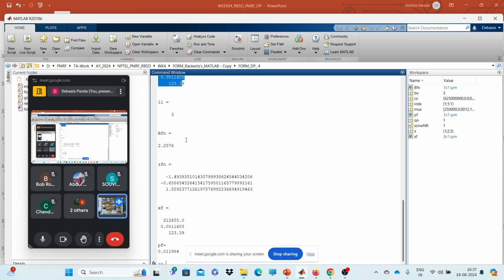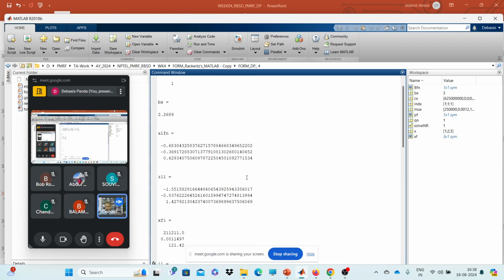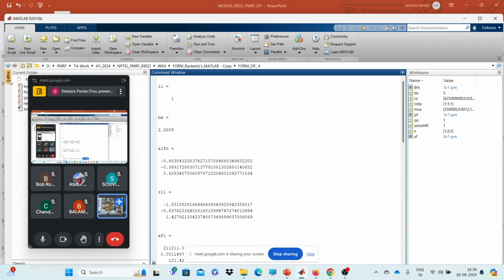Finally it converges to 2.2576, and our final value of z star is 1.15, 0.66, and 1.55, and the corresponding xf values. That means we just convert it here and we will get this. So it's a very simple algorithm. You can solve any problem of the first order reliability method using this. If we want to solve another problem and check whether we are getting convergence or not, we can check in a minute.